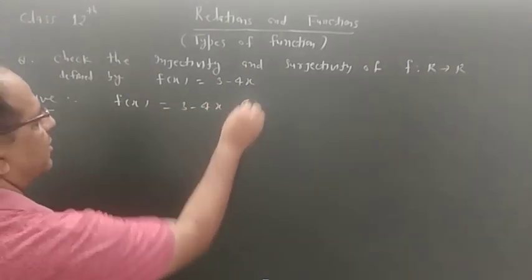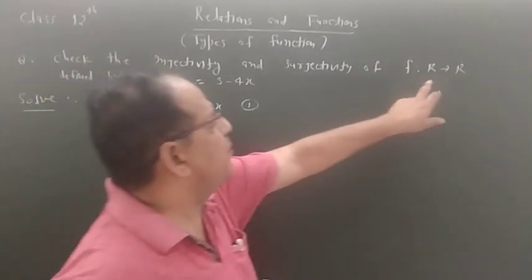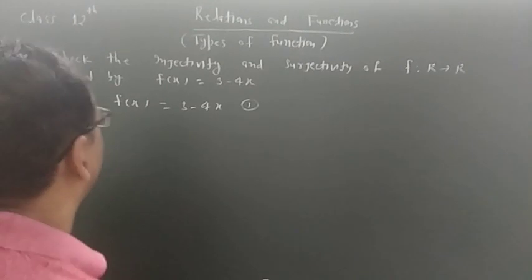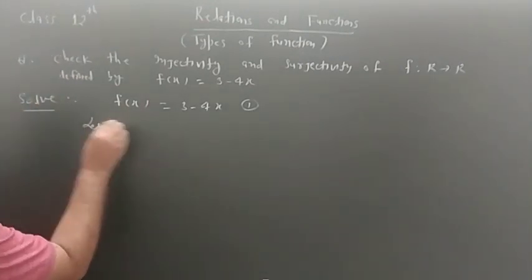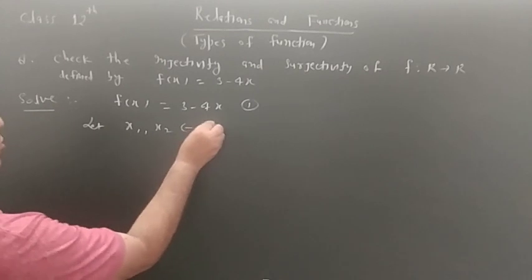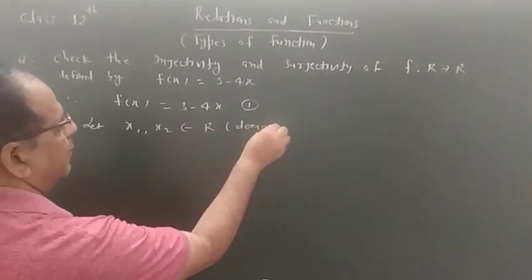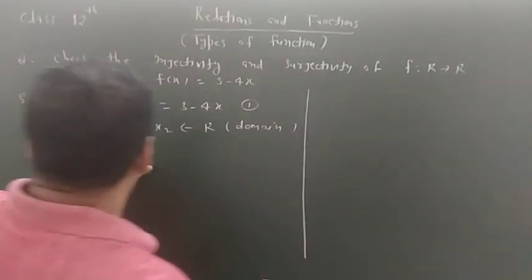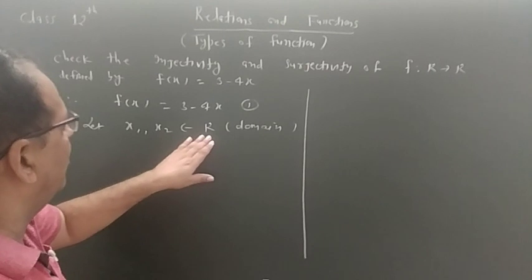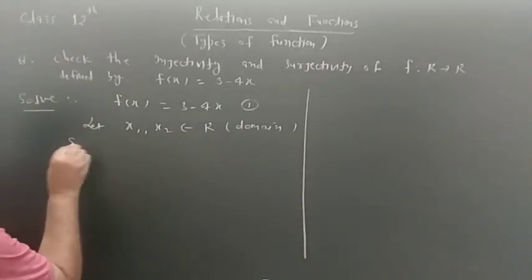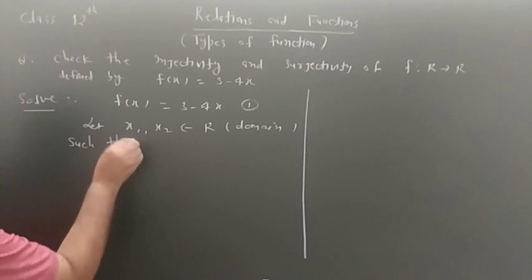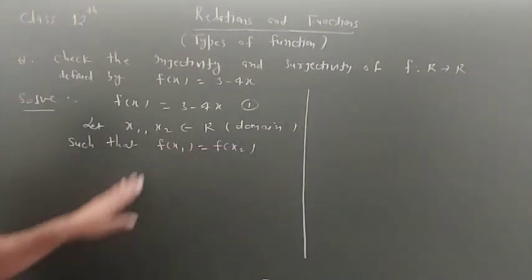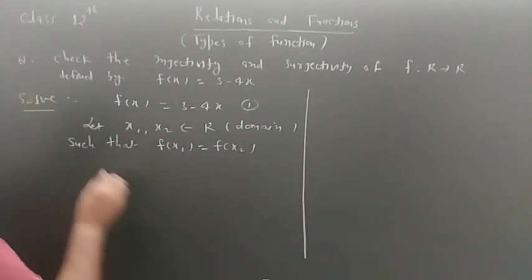The function is defined from the set of real numbers to the set of real numbers as f(x) = 3 - 4x. Let x1, x2 belong to our domain. Because both the sets are the set of real numbers, we take two elements of the domain x1 and x2 such that f(x1) = f(x2). That means the images of x1 and x2 are the same.